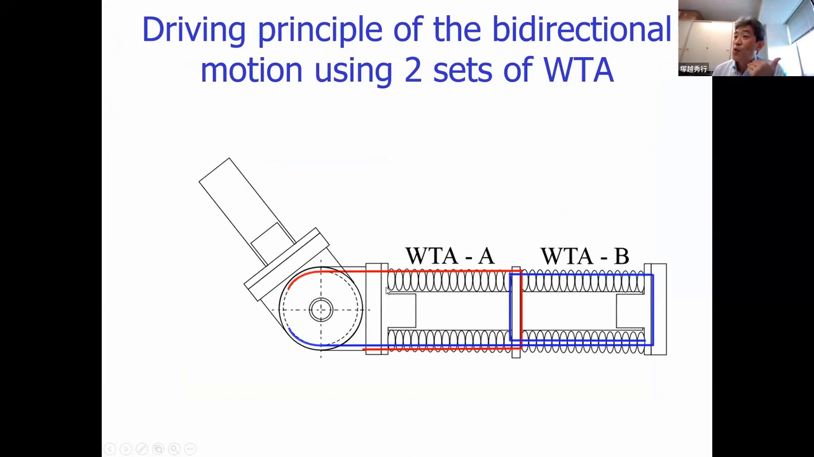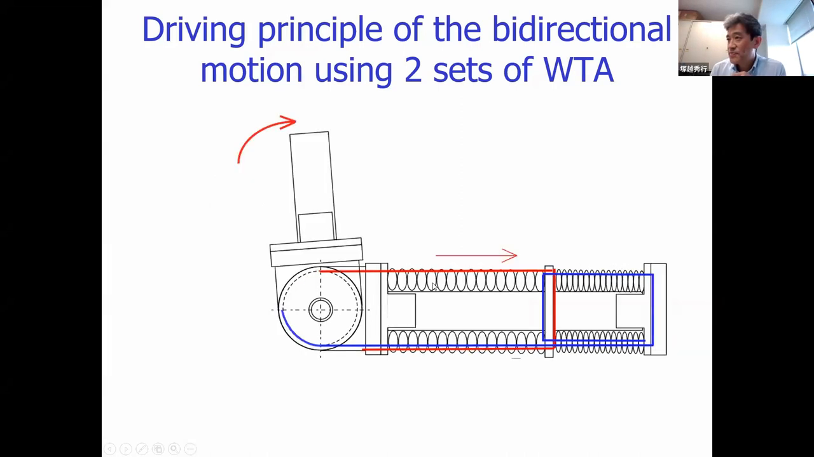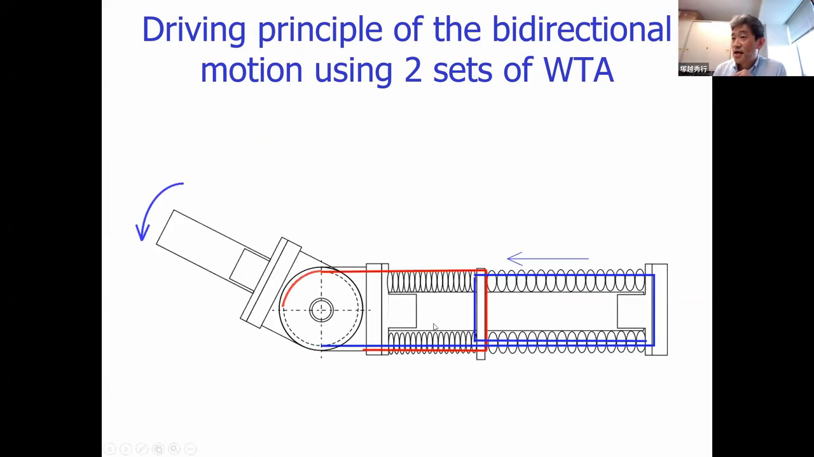And for the one joint assisting motion, just like the elbow, the structure will be helpful, which means that it consists of two sets of the wound tube actuators, and it is connected by the wire. If the red part of the wire is expanded, then the joint is bent. While if the blue part is expanded, the wire itself is pulled, and then the joint itself is extended.